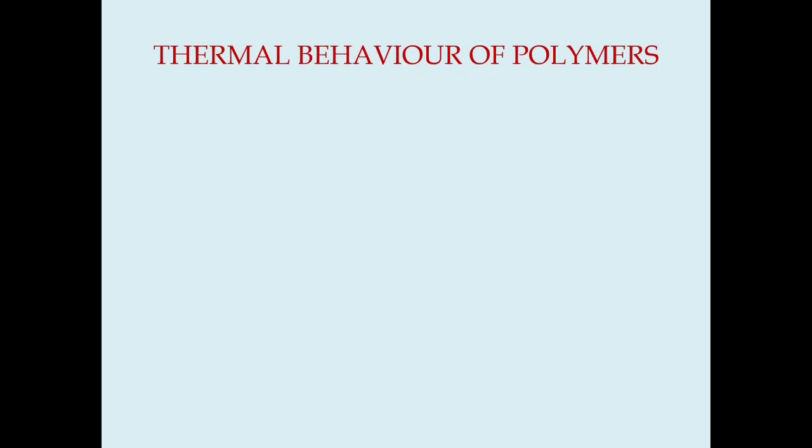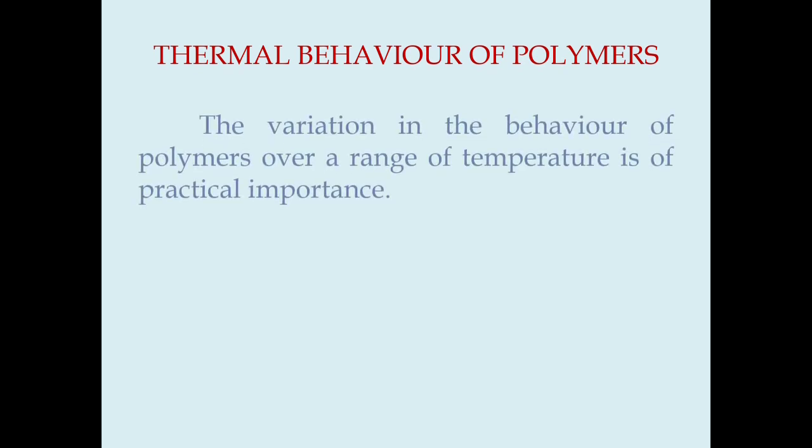In this video, we will discuss the thermal behavior of polymers. When a polymer is heated to a very high temperature, its properties get transformed, and its material nature is also converted from a solid state to a liquid state. So, with the conversion from a solid state to a liquid state, its properties also vary.